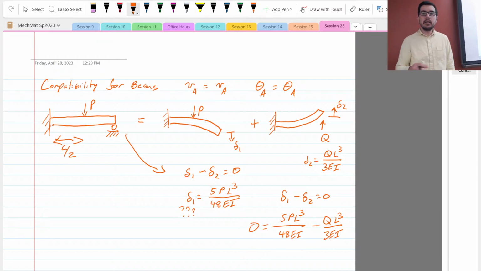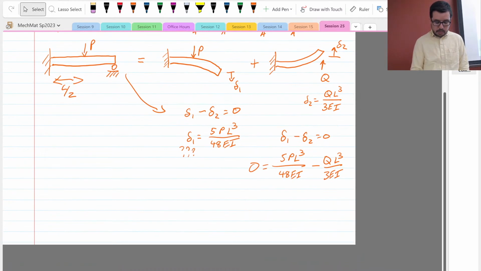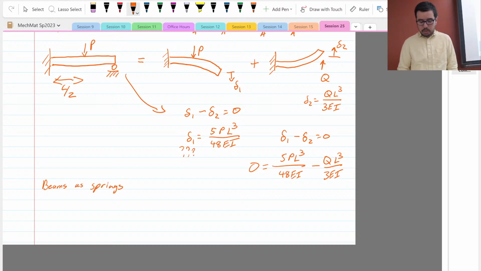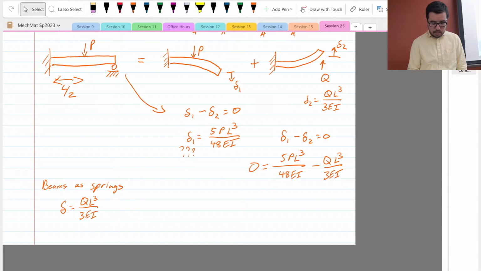Okay, so that's it, and then the last technique is to think of beams as springs, right? So beams as springs, and when we do that, what we're essentially saying is, for example, I have this delta is equal to QL cubed over 3EI. I'm thinking, all right, well, F or Q is equal to K delta.